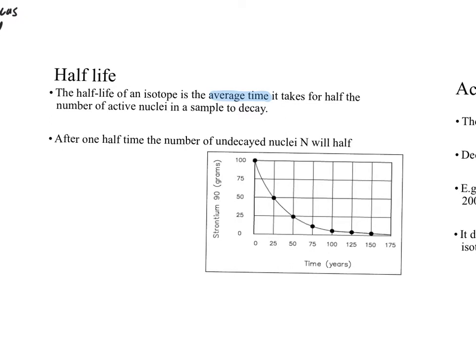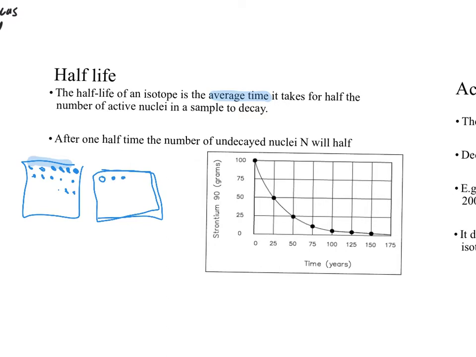So if I started with 1 million, for example, so if I had a source full of radioactive nuclei, and there was 1 million of them, after one half-life, half of those would have already decayed. So I'm just going to do a random one. The empty circles are the decayed, for example, and the full circles are undecayed. So after one half-life, the number of undecayed nuclei N will halve.